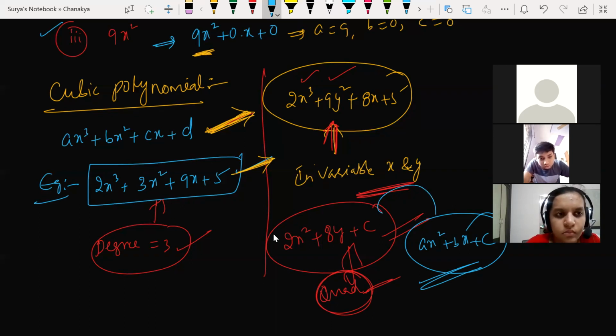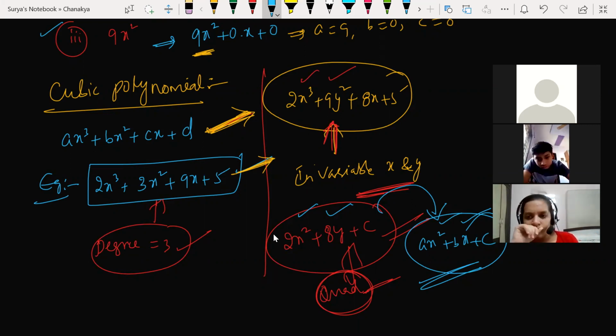Compare this one and this one. Here we have two variables. Here we have only one variable. So wherever I find an expression in the format ax square plus bx plus c, I could call that expression a quadratic polynomial. If I find two variables, x and y, though the highest power is 2, I cannot call that a quadratic polynomial. Getting my point?